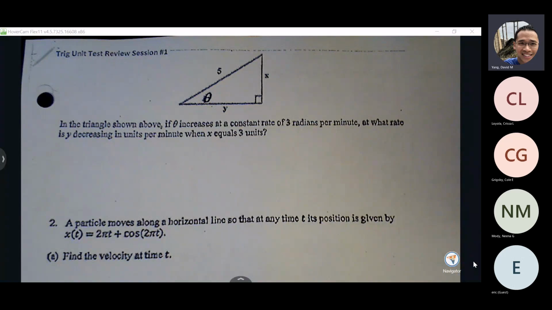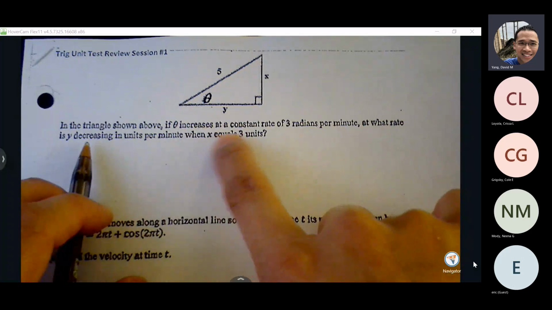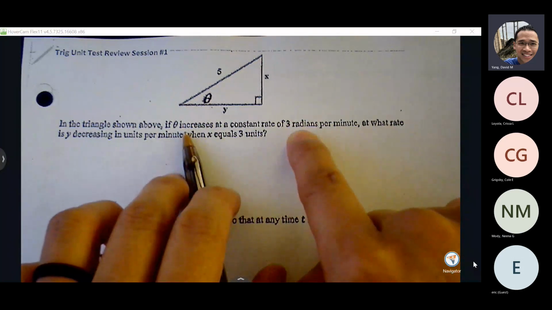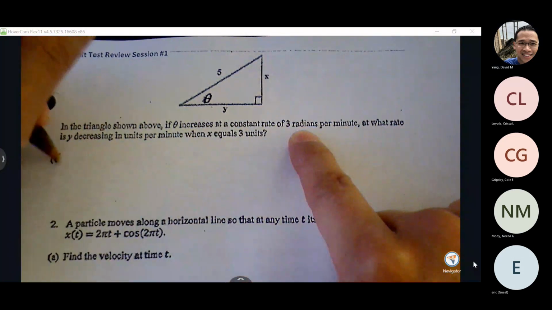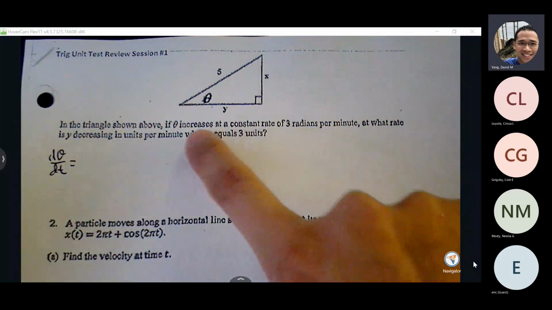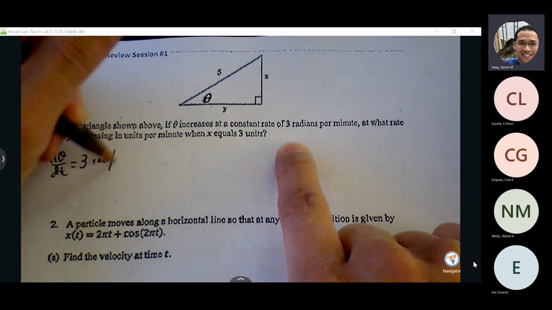So the triangle above, the theta is increasing at a constant rate of 3 radians per minute. At what rate is y decreasing in units per minute when x equals 3 units? So we have to start off with a trig function, but let's see if we can gather some information first. Theta is increasing at a constant rate of 3 radians per minute. We know that's talking about rate of change of theta, so we can call this d theta dt. Constant rate of 3 radians per minute. This is a positive value because we know theta is increasing, so positive 3 radians per minute.